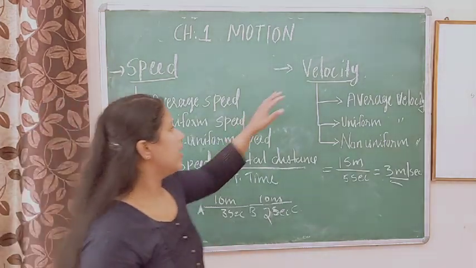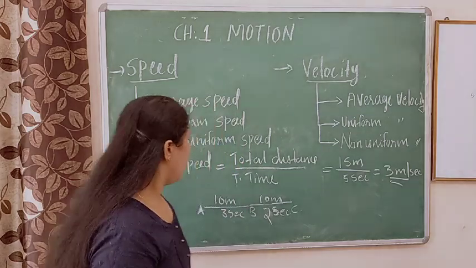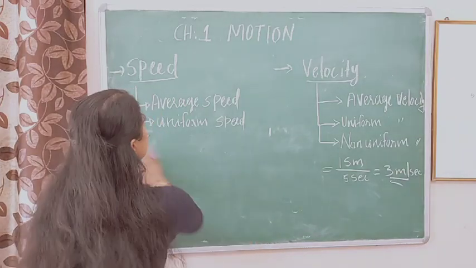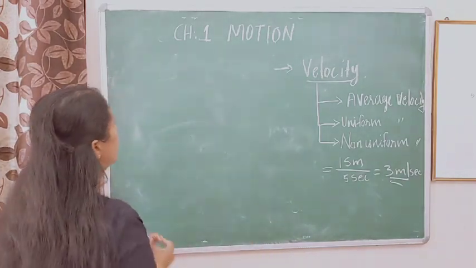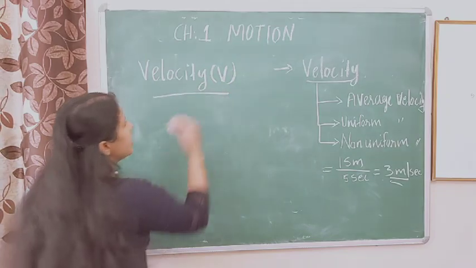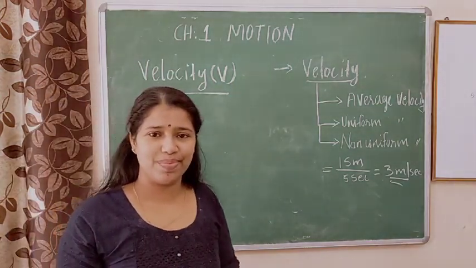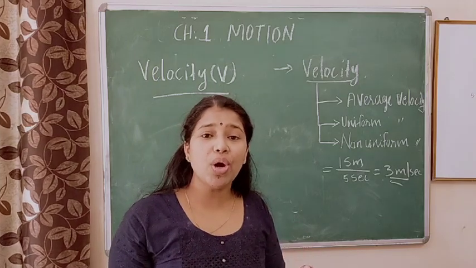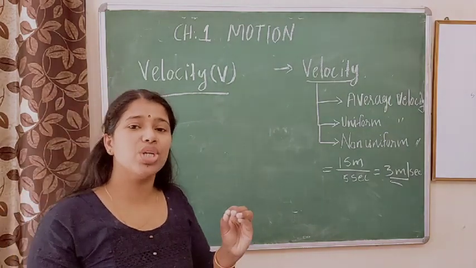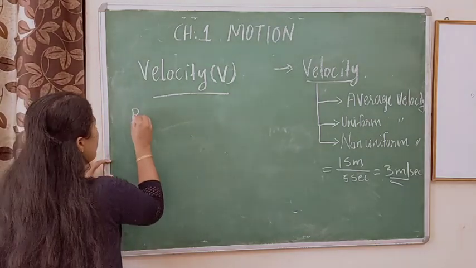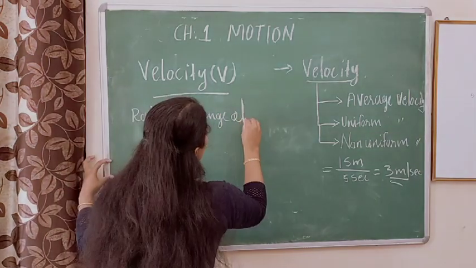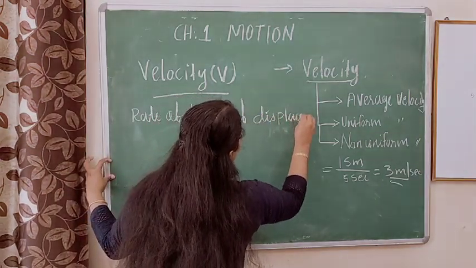Okay. Next topic is velocity. Velocity is denoted by the letter V. Velocity means rate of change of displacement, or distance.